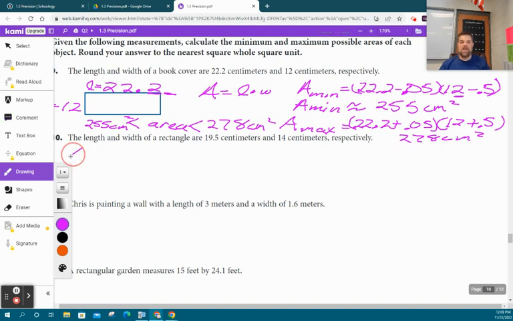Same thing with the next one. So now I'm going to say the area minimum is equal to the length, which is 19.5. Now I'm going to subtract something. What do I subtract? You subtract 14. No. 0.05. Very good. Times 14. Now I'm going to subtract something from 14. What am I going to subtract? 0.5. We're only going one decimal place beyond the measurement. Okay?